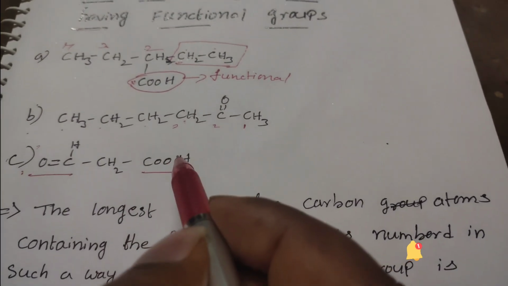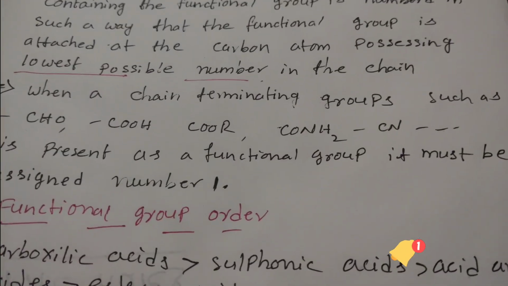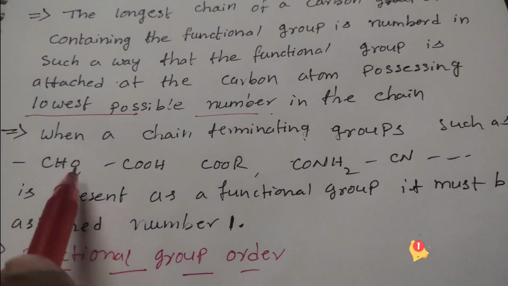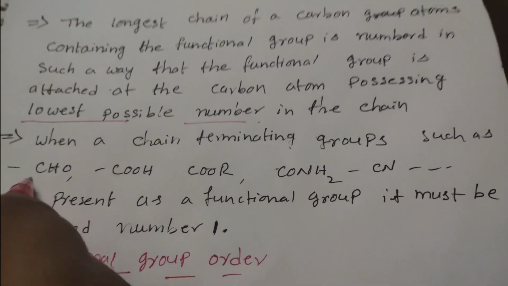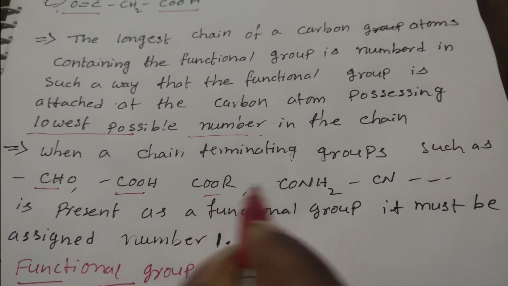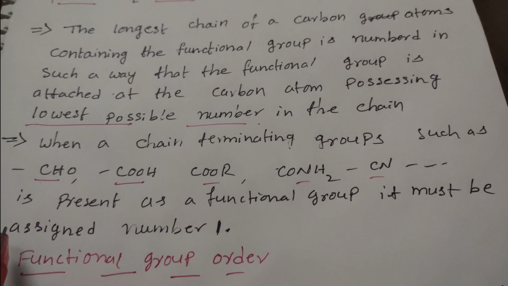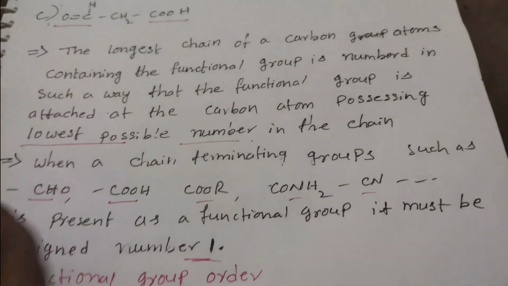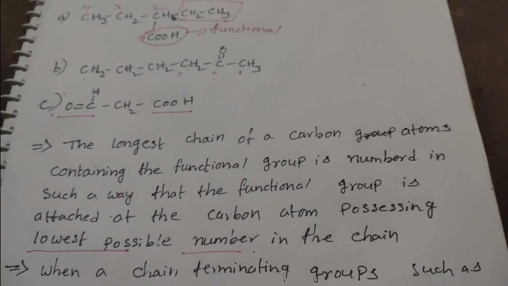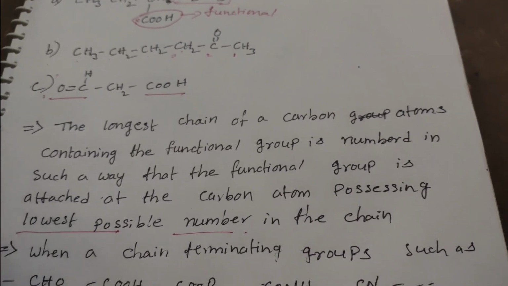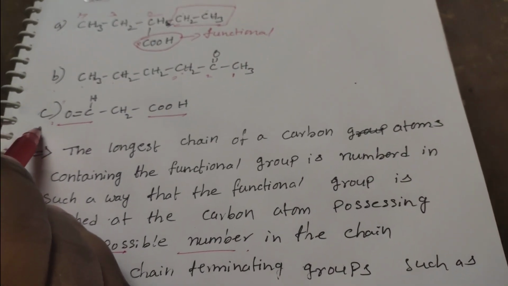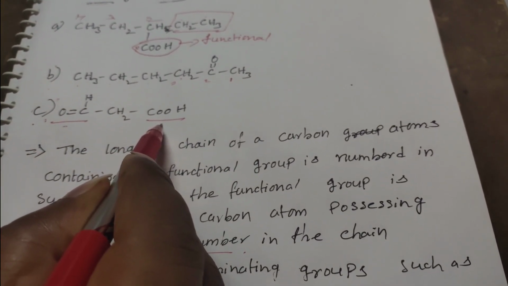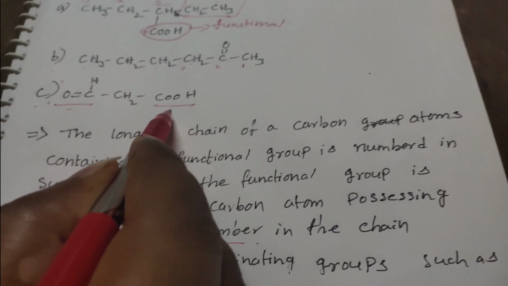Once you see here, there is an order. Before discussing the order, when chain terminating groups such as aldehyde, carboxylic acid, esters, amides and cyanides are present, the functional group must be assigned as number 1. Wherever it is present, the functional group must be assigned as number 1. Then in option C there are two functional groups, both aldehyde and carboxylic acid. Which one do we give the most priority?